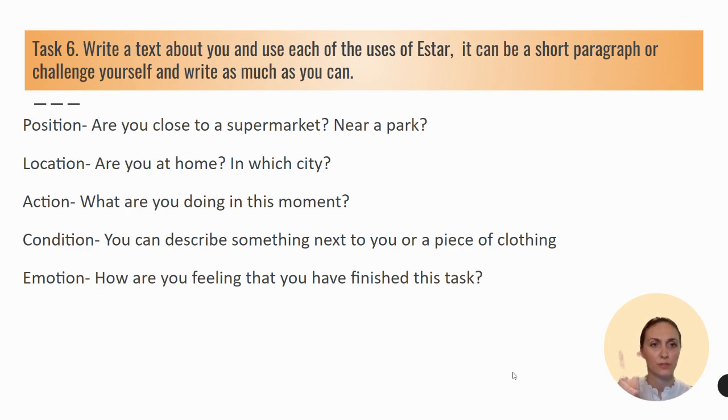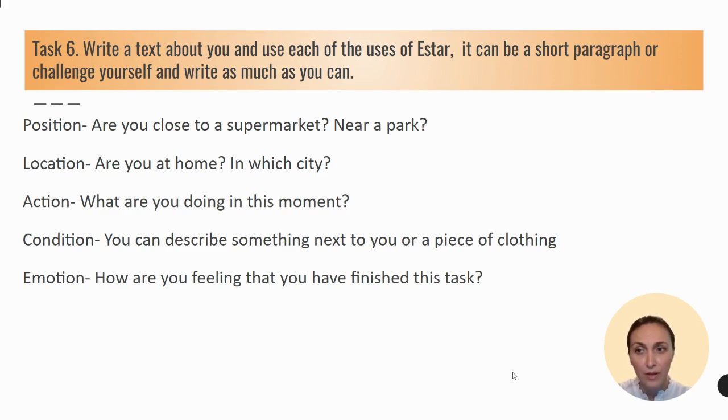You have two options. It can either be a short paragraph, yeah? I don't only want sentences. Try to connect your ideas, yeah? Or you can write as much as you can. For example, you can either write a 50 words text, or a 30 words text, or an 80 words text. It's up to you. Again, write it so that I can check it later. Now, these are only suggestions.